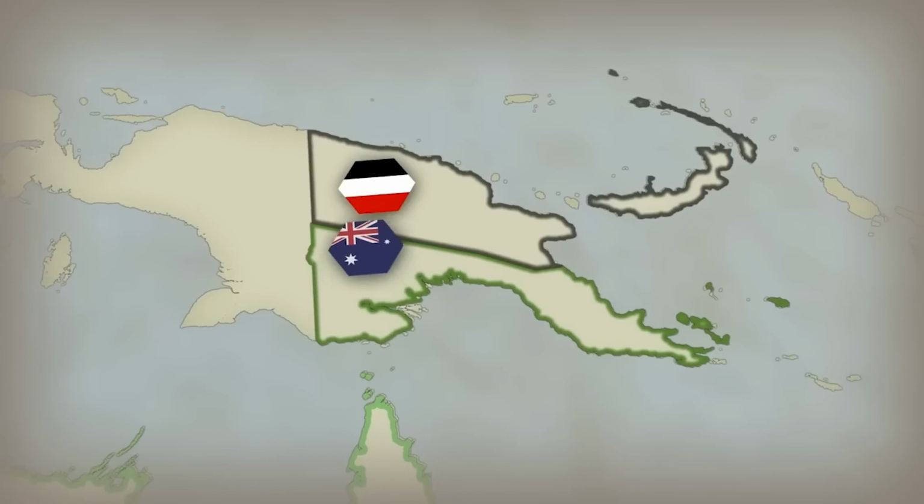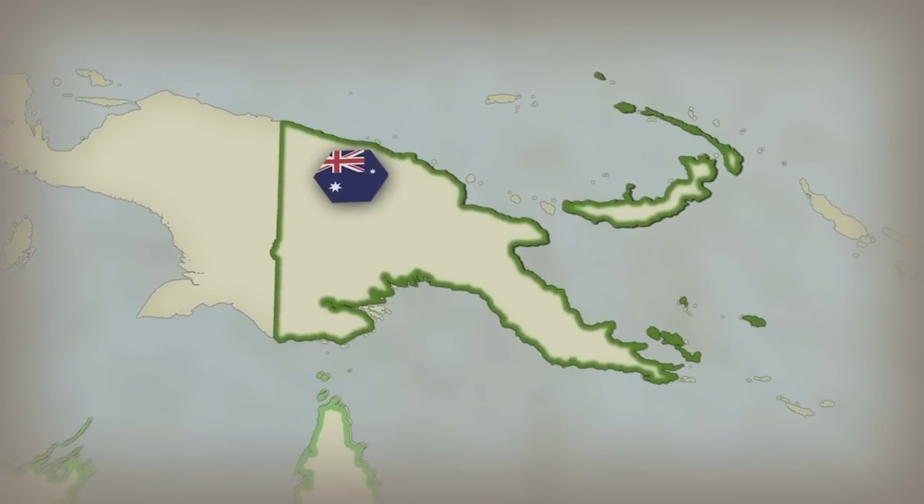But as Hughes conceded that Japan could have territories north of the equator, he made a couple of key demands. The first was that German New Guinea was given to Australia. Wilson wasn't stoked on this because of his point of self-determination.